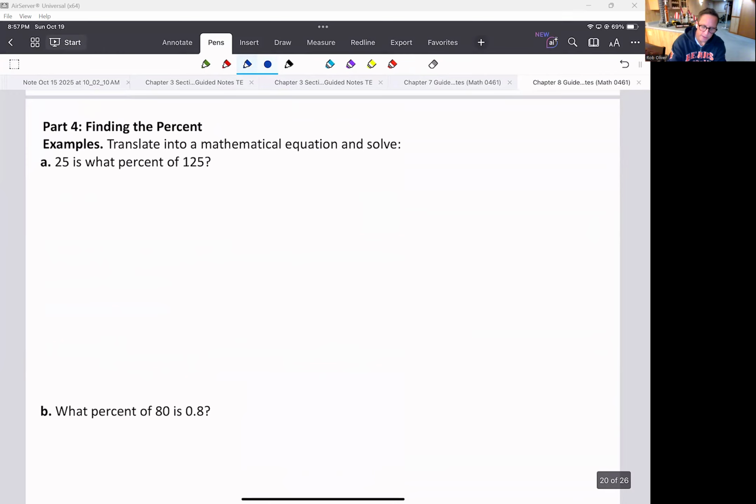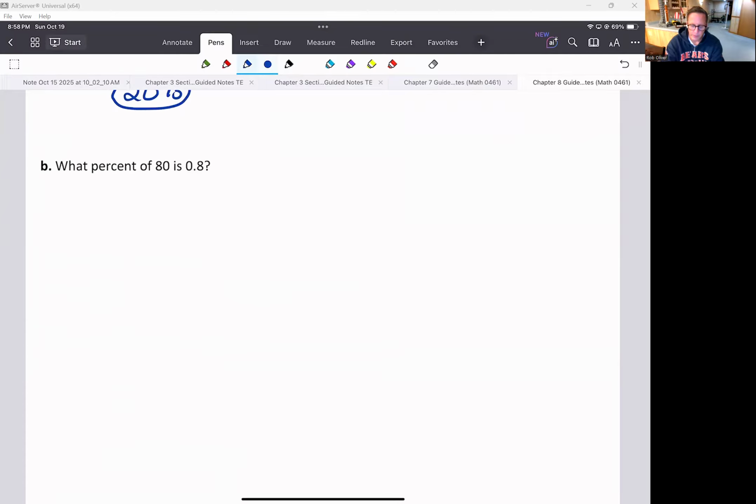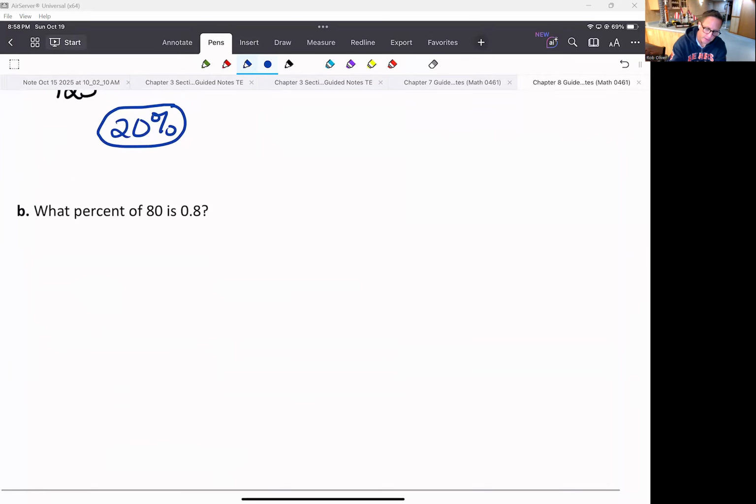And then finding the percent is just take the part and divide it by the base, and then multiply by 100. That's all you got to do. So on A, we're going to do 25 divided by 125, and then multiply that by 100. 25 divided by 125 is 0.2, and then 0.2 times 100 is 20. And don't forget to stick the percent sign on there. So 20%.